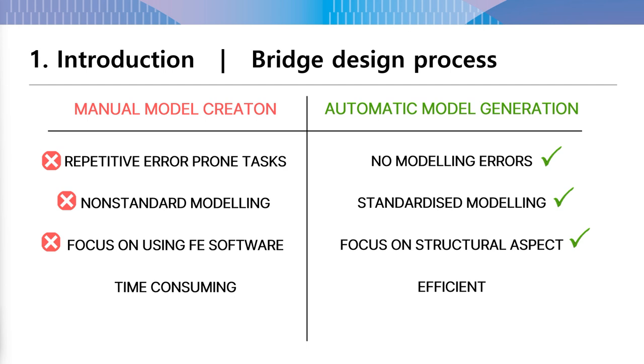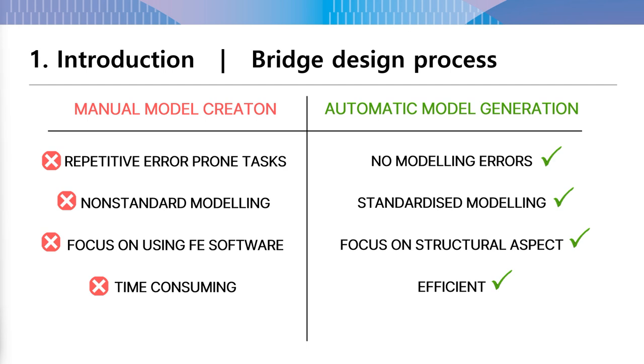An engineer only thinks about the engineering structural aspects of bridge design, whether the piles should be extended or not, whether the tendon layout should be changed one way or the other, etc. And the last and not the least important is that it allows much more efficient design. Manual model creation is extremely time-consuming, especially for big structural models. Automatic model generation can generate that same model in a very short time frame.